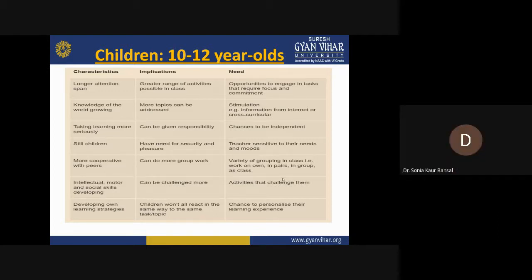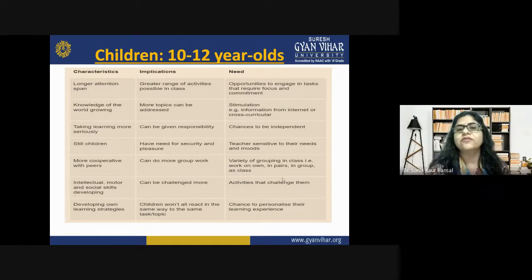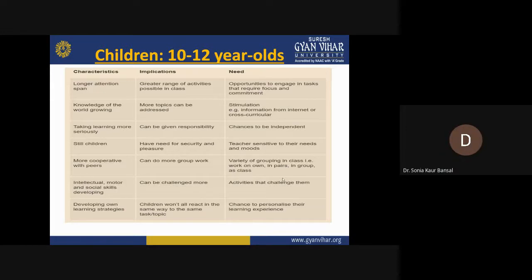Now next is about developing own learning strategies. Learning strategies are really very important, and this is the stage, students, where the child is actually developing his own learning style. Children won't all react in the same way to the same task or topic which you have taught. Interests are exhibited by the students in their own way. Maybe the child is more interested in mathematics class, but not at all interested in English language class. So this is how the child develops his own learning strategies for his own interest subjects.